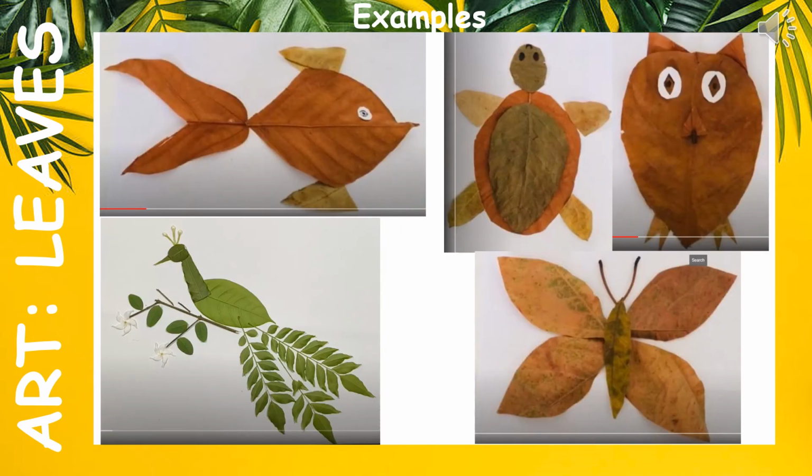Here are some more examples. So you will see there's a really nice design of a fish, and you can see all the detail like the eyes and things like that have been put in with markers or pen. Then you've got a nice little turtle, an owl, a butterfly, and even a really nice peacock.